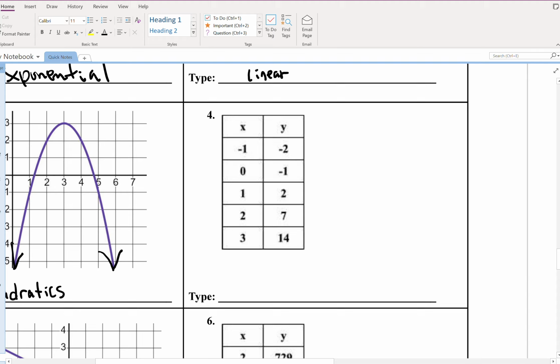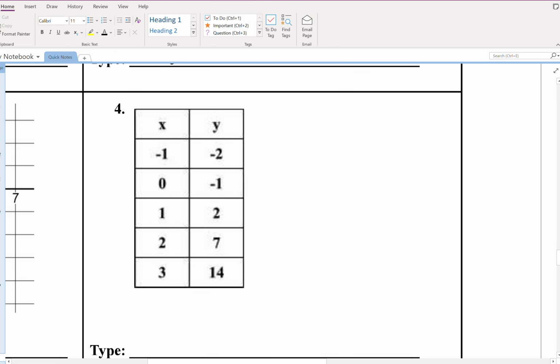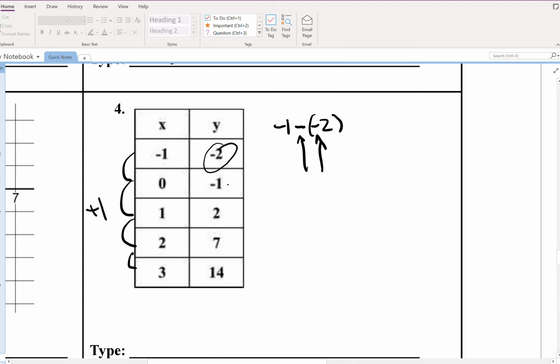Okay, let's go back and take a look at this table. The first thing I would always recommend is to look here. All along here, these all increase by 1. So it's all plus 1 on the x side. On this side, maybe it's a little less clear. And so I would take negative 1 and subtract the one before it, which in this case is negative 2. Notice that I put a minus, and then in addition to that, minus 2.